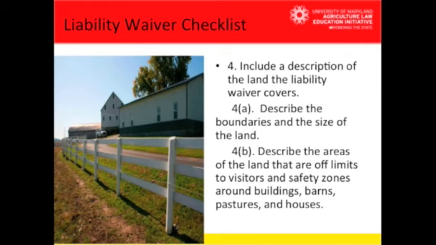Next, you would want to include a description of the land that the liability waiver covers. So, does it only cover where the animals are located? Does it only cover where your fruit and vegetable gardens are? Does it only cover where the barns are? Or does it not cover certain areas? Does it not cover your cornfield? Does it not cover your soybean field? You'll want to include that.